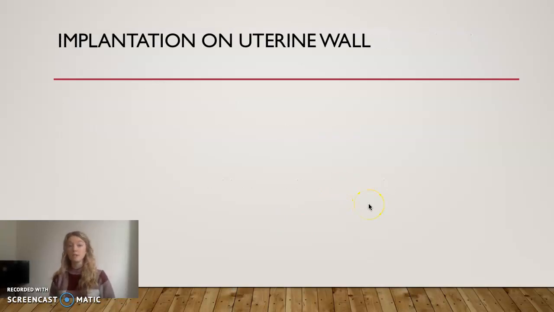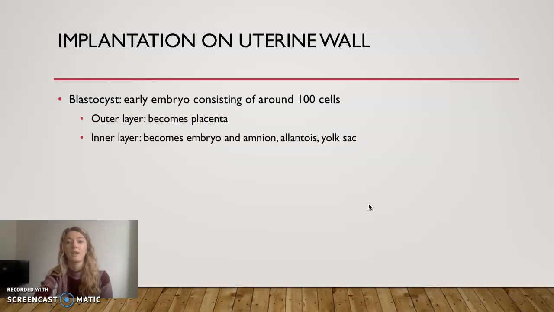When the zygote reaches the uterus, it becomes about a 100-cell unit known as a blastocyst. The blastocyst consists of an outer layer, which will eventually become the chorion and form the placenta, and an inner layer that will become the embryo and several additional and critical membranes. These membranes include the amnion, which secretes amniotic fluid the embryo floats in, the allantois, which becomes part of the umbilical cord, and the yolk sac.